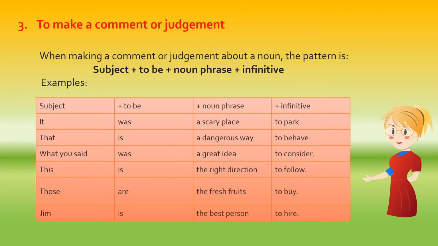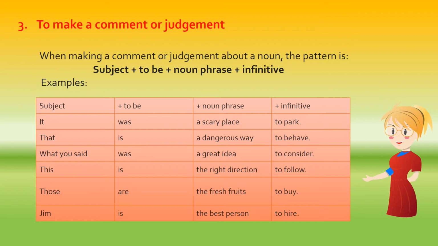It was a scary place to park. So in this case, you are giving a judgment on the parking place or a place where you park your car. So the subject is the pronoun it, followed by the be verb was, and followed by the noun phrase a scary place and the infinitive to park. It was a scary place to park.